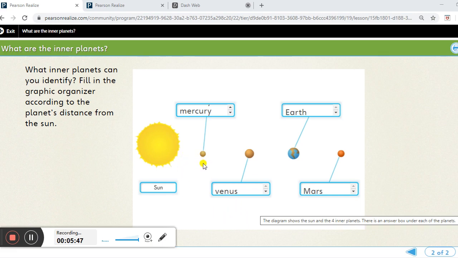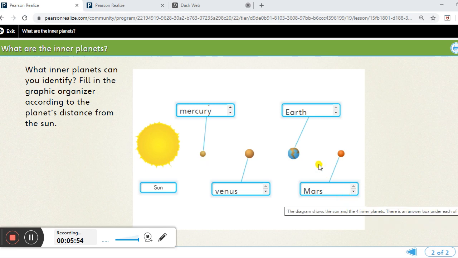The first one closest to the sun is Mercury. The second one, Venus. Our planet Earth is the third one. And Mars is the fourth one. So we have 4 inner planets.